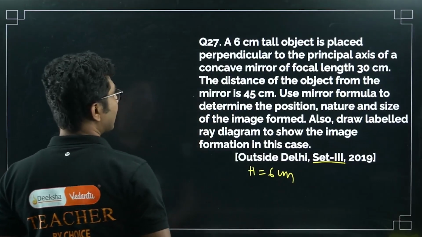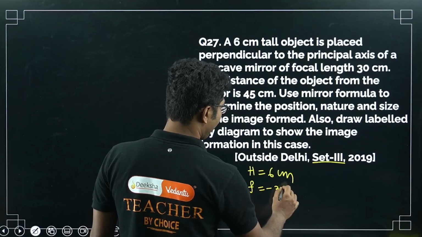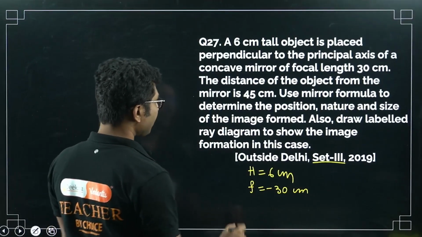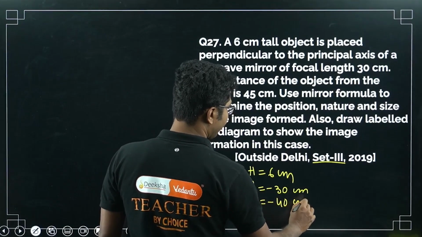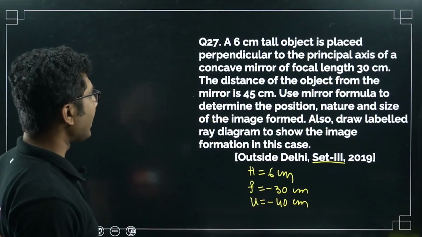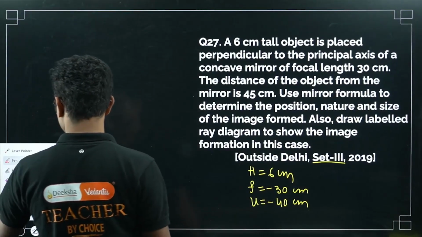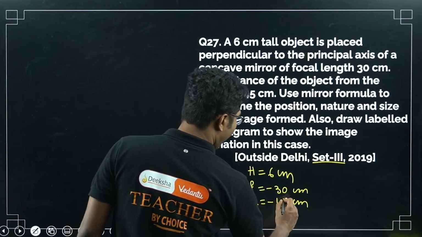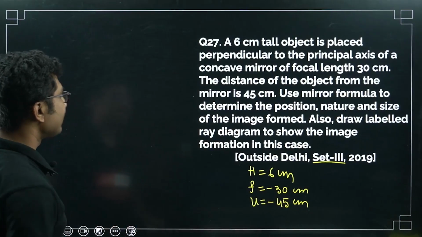Okay, concave mirror, focal length of concave mirror is minus 30. The distance of the object from the mirror is minus 40 centimeter. Sorry, 45 centimeters. So they asked you to find the image distance.